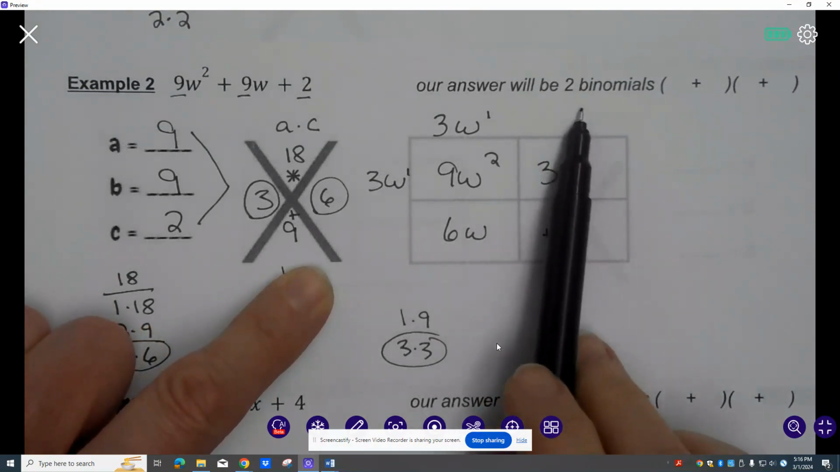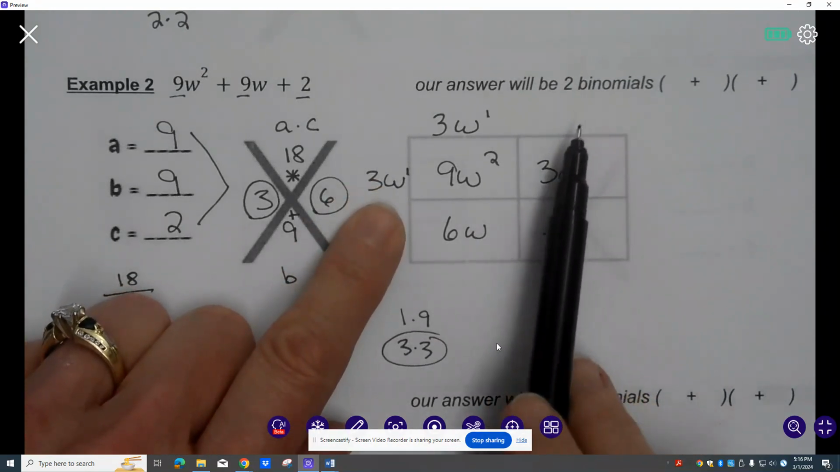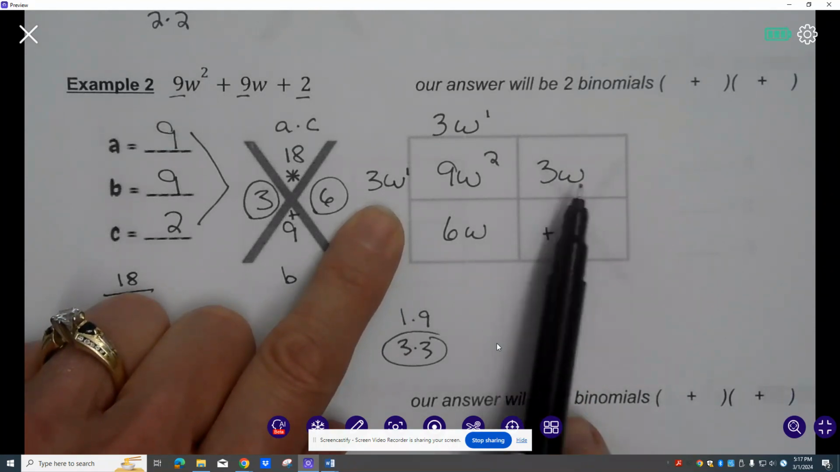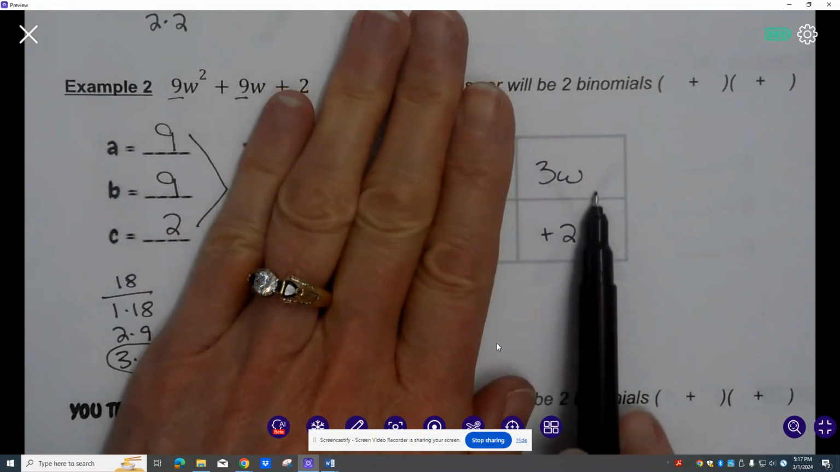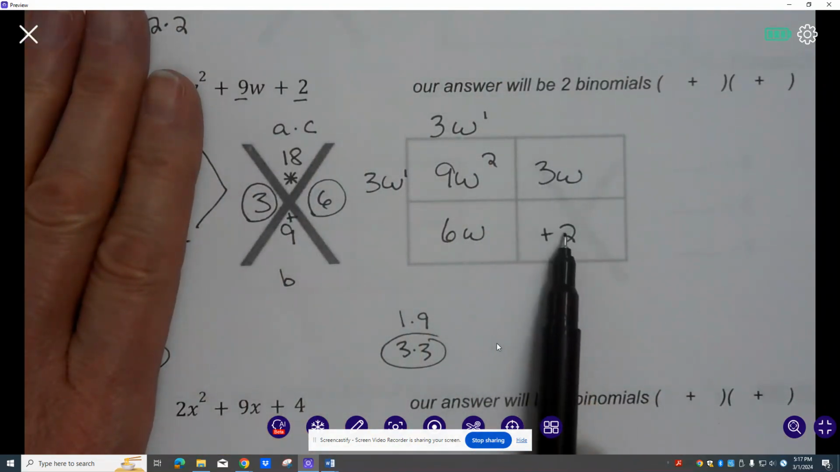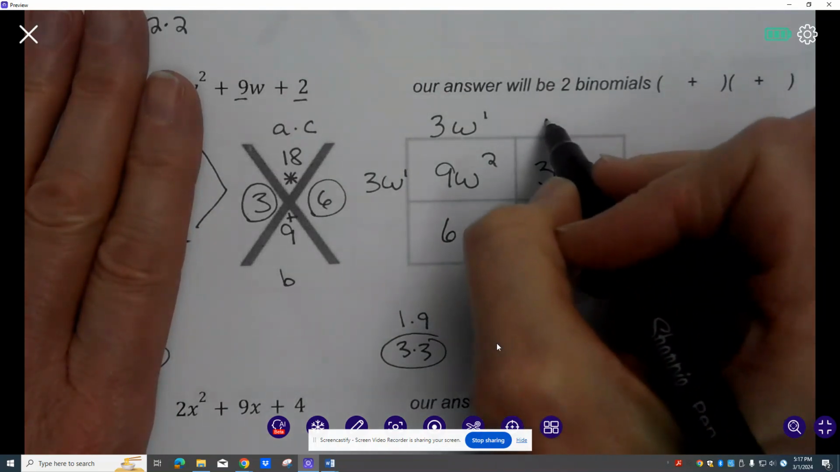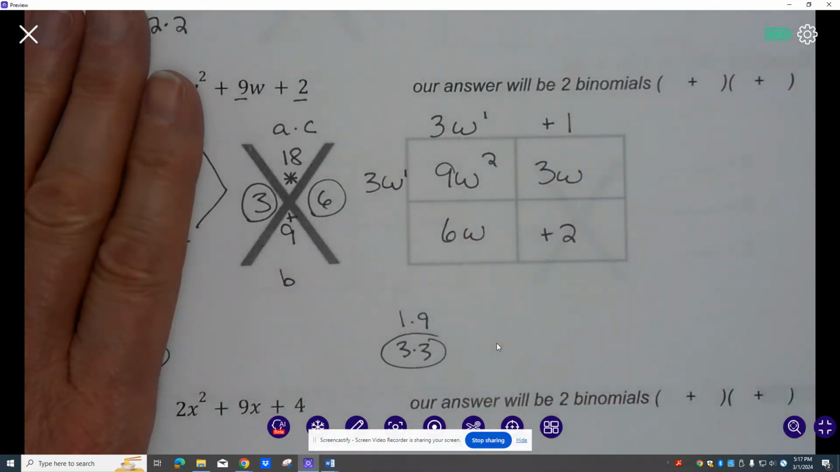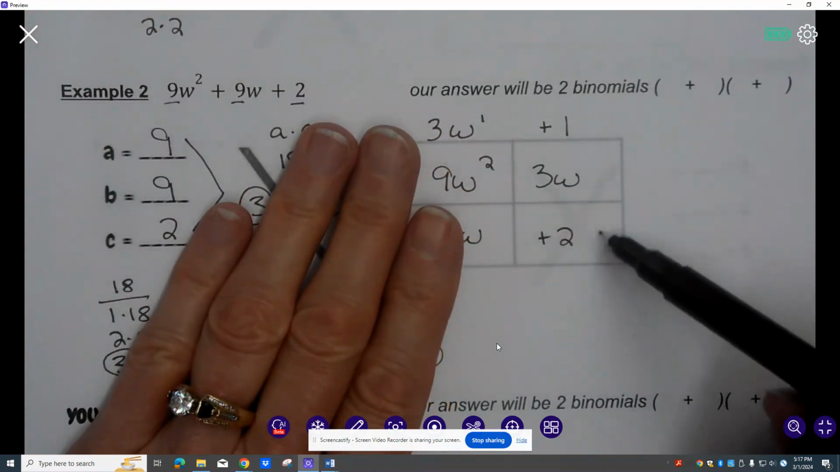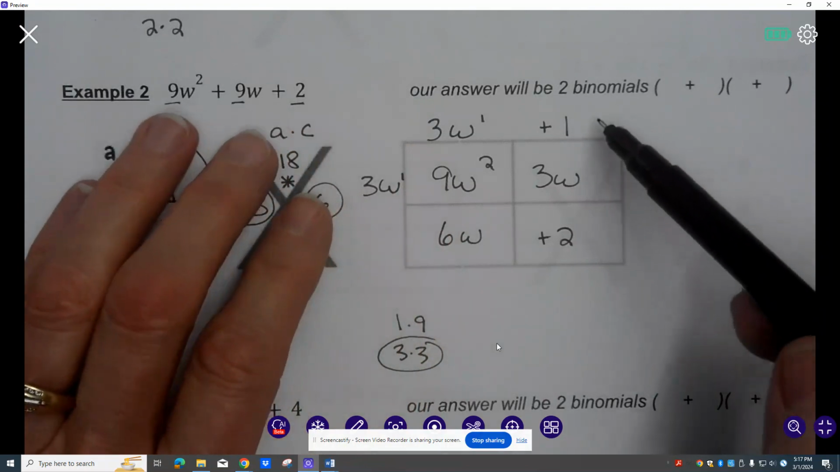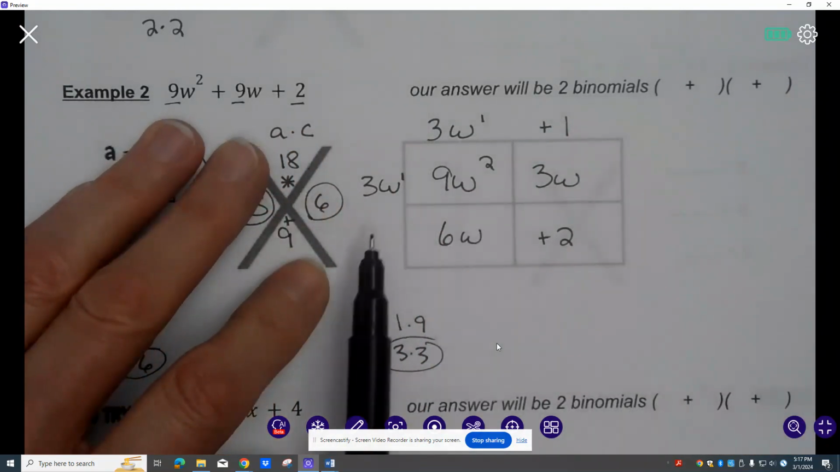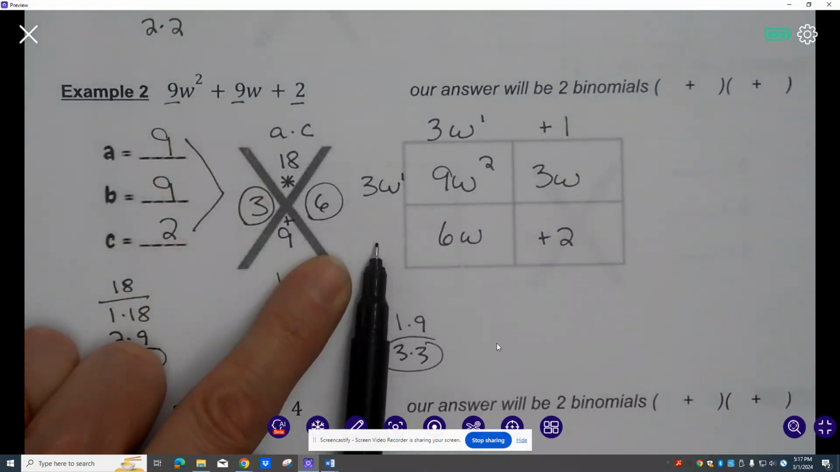All right, so now I need a number here that when I multiply it by 3w, I will get 3w. So that's going to be 1. And I also want to show you, if you look down this column, the only common factor of 3 and 2 is 1. So this has to be a plus 1. Notice also both of these boxes do not have a W, so that means I won't have a W up here. I'll just have a number. So now we need this value here.